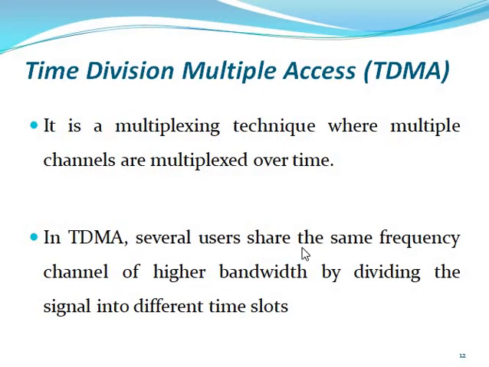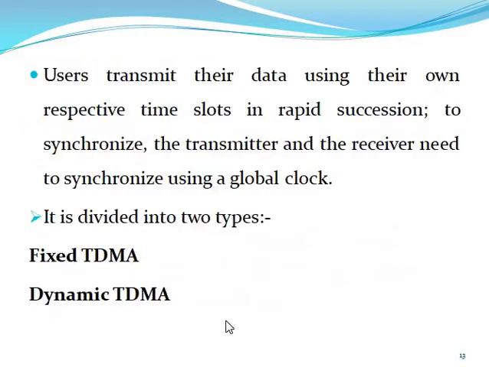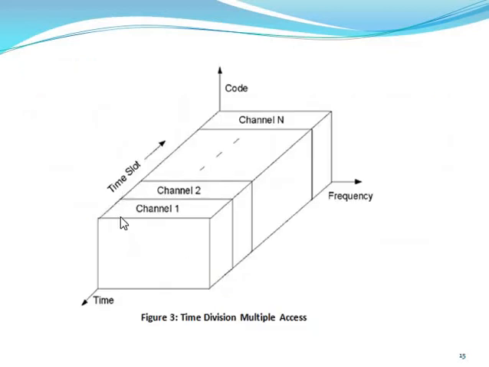TDMA is used to share the same frequency channel or high bandwidth by dividing the signal into different frequency slots. So this is the division. It can also be divided based on the time slot. It means channel 1 has a small time slot and channel 2 has a high time slot. So this is the main point.